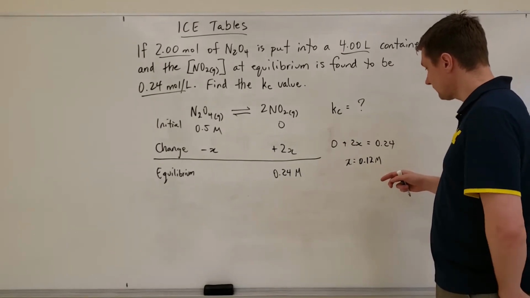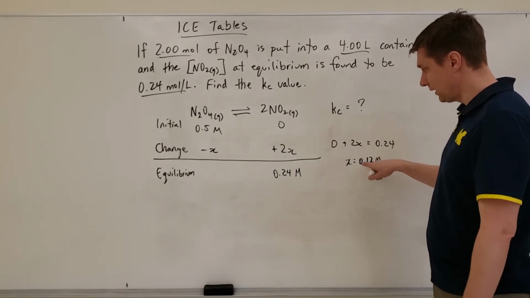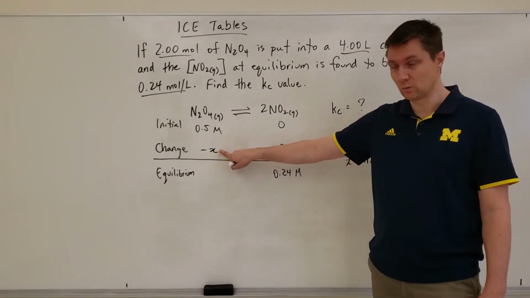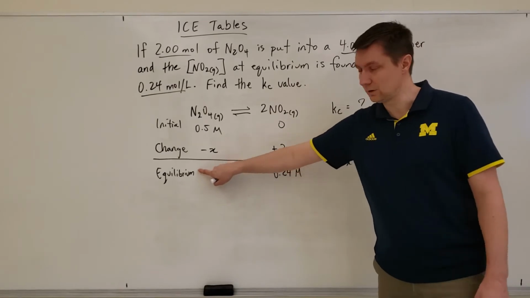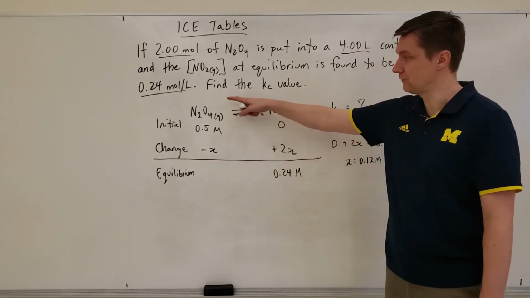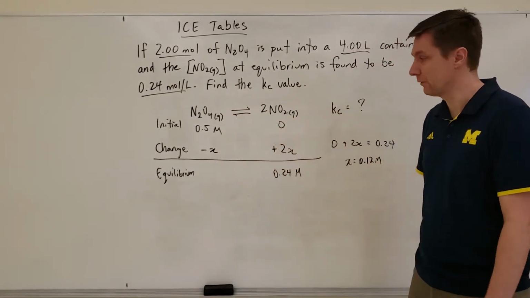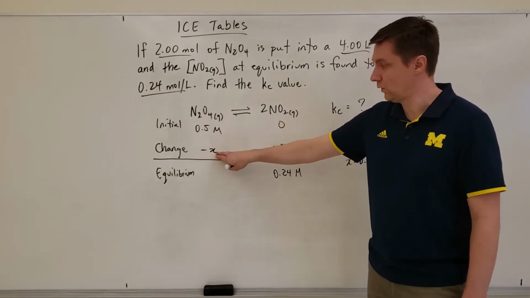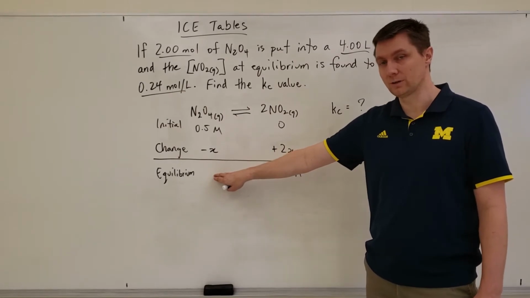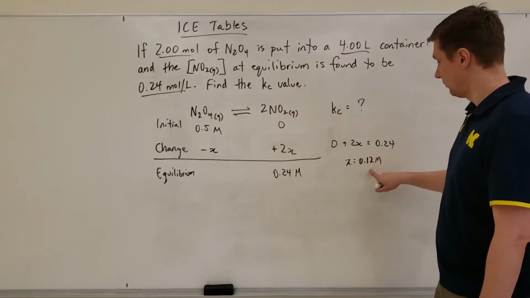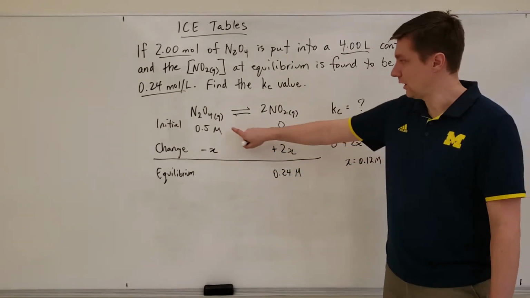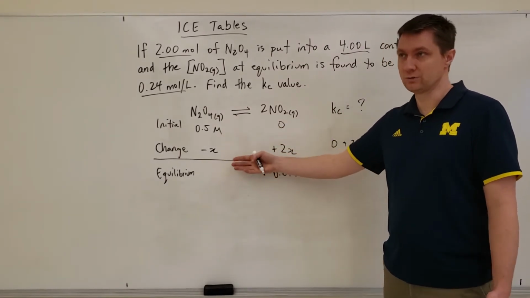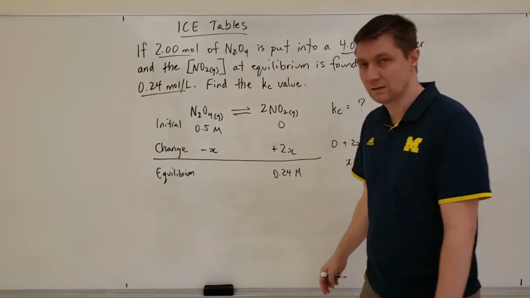So if I know what x is, then I can plug x into this side of the formula as well, which would then help me calculate what the equilibrium concentration is for N2O4 based on this information. And so I know that 0.5 minus 1x is going to give me my equilibrium concentration. Well, if x is 0.12, I can just go 0.5 minus 0.12, which is going to give me 0.38 moles per liter.